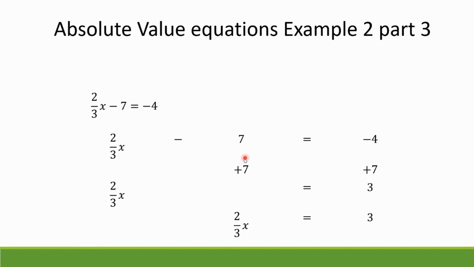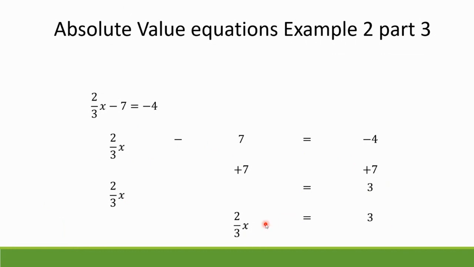So what do we do? We add 7 to both sides. And we get 2 over 3 times x equals 3, because we're adding 7 to both sides. So we have 2 over 3 times x equals 3. So that's what we get.